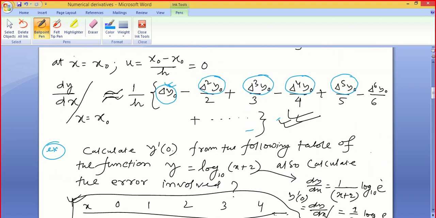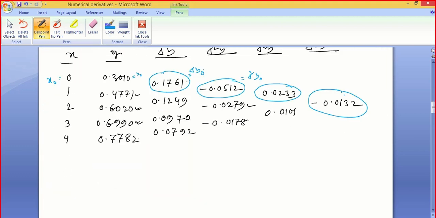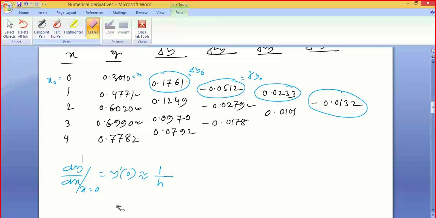These values you just rearrange in this alternating series, with 1 by h outside, where h is the space length. So dy by dx at x equals 0, basically y dot 0, has 1 by h outside. What is h? 1 minus 0, 2 minus 1, 3 minus 2, 4 minus 3. What is h? 1. 1, sir. So 1 by h.